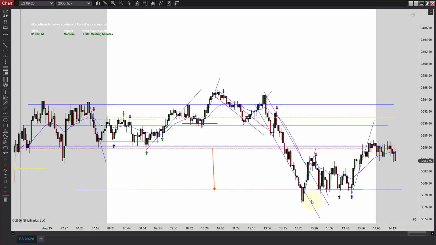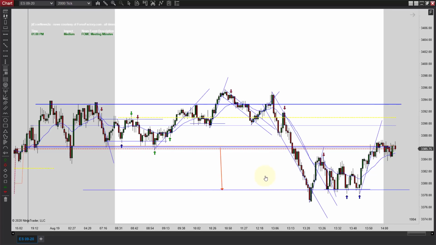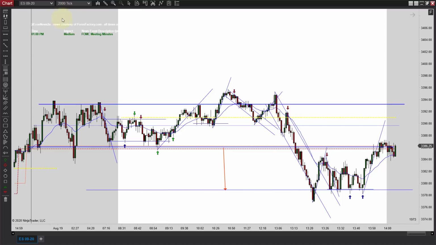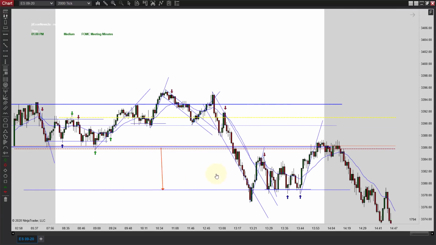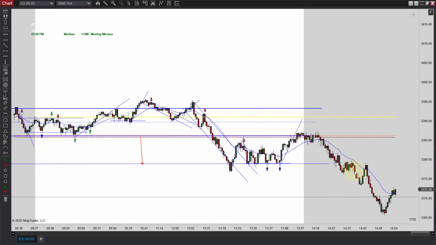So, it really was slow and weak until we got this move here, and it turned out to be a great move. But I think it was news driven. So I'm not sure what came out in the FOMC minutes that might have driven this. Somebody must have said something that the market took negative, at least for a moment. And of course, we've continued to trade on down here into the close.